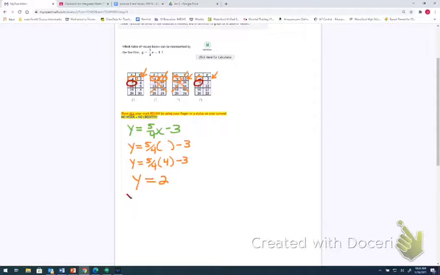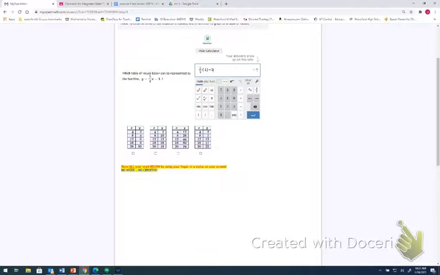So I'm going to go y equals 5 over 4, parenthesis, close parenthesis, minus 3. And the second number in the tables is 8. So y equals 5 over 4, parenthesis, 8, close parenthesis, minus 3. Now, at this point, I go back to my calculator, and I'm going to backspace over the 4, and I'm going to change it to an 8. And do you notice that the answer that pops out is 7?